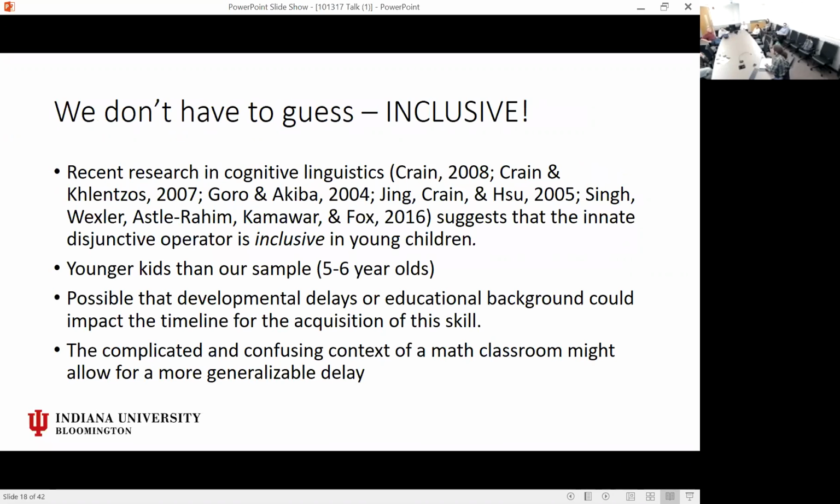But we don't actually have to guess. I imagine most of you said that you interpret it as an exclusive definition of or. If you told your kid that they could have pizza or ice cream and they came back with both, you might be upset with them. But we don't have to rely on just an informal poll. There are findings in cognitive linguistics that suggest that actually young children interpret disjunction as inclusive.